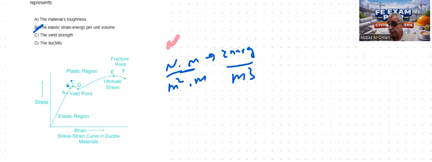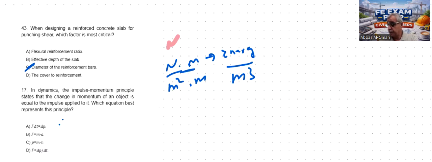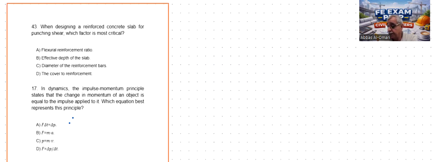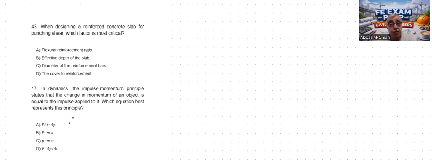Okay, the next question. When designing a reinforced concrete slab for punching shear, which factor is most critical? Now, for punching shear, the important factor is the thickness of the slab. So it is the effective depth of the slab. The shear is controlled by the depth of the slab.